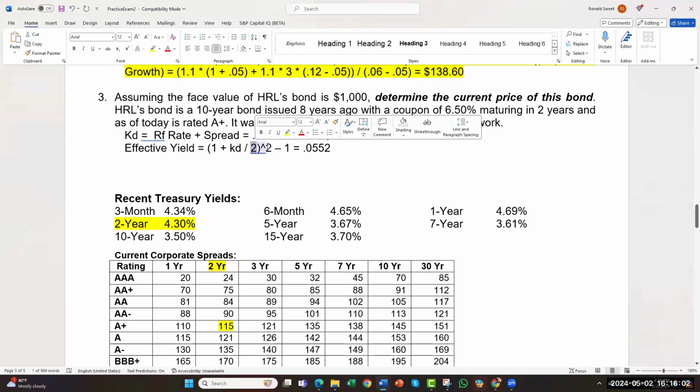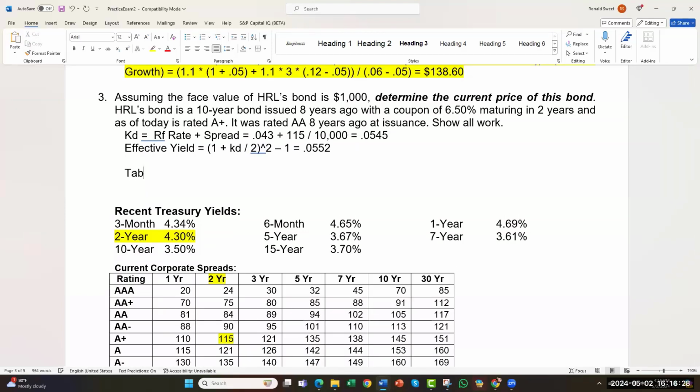The 2 and the 2 are the exact same thing. It's twice a year. It has nothing to do with how many years. If it paid monthly, you divide by 12 and raise it to the 12th. If it paid quarterly, you divide by 4 and raise it to the 4th. It's the exact same number. All we're doing is taking this rate and compounding it one extra time in a year. That's all we were doing here.